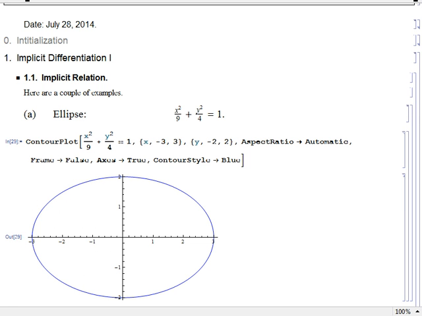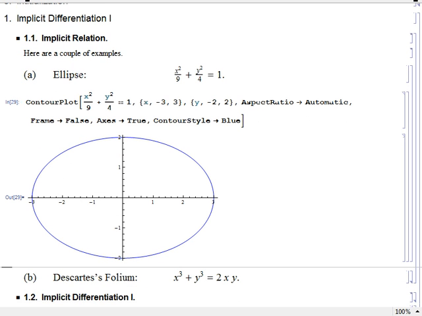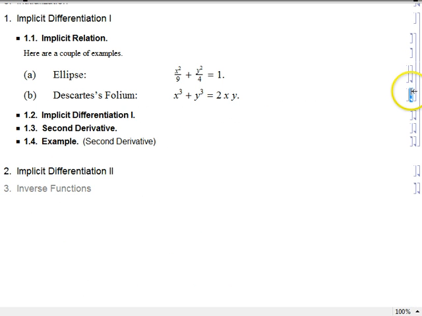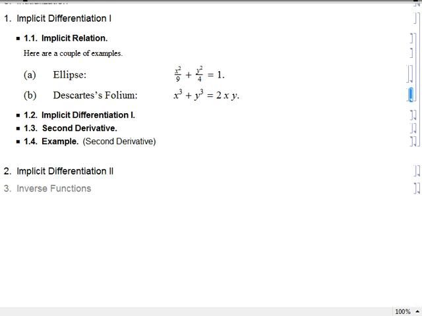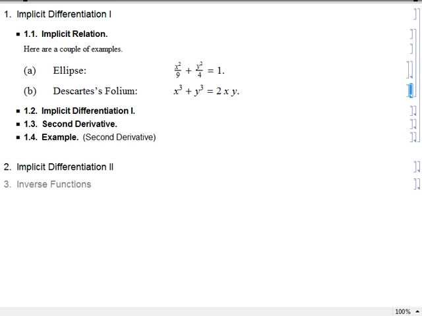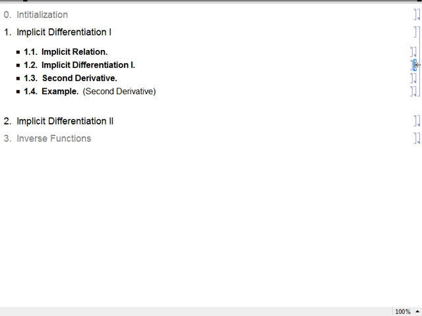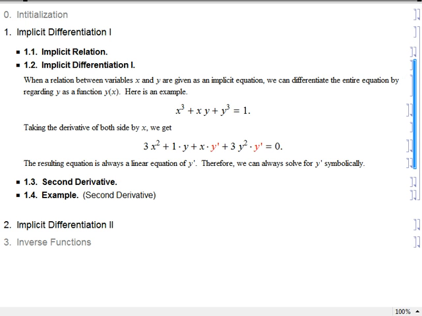This is going to be an ellipse, and as you can see, this relation fails the vertical line test, which means this curve cannot be expressed as a graph of a function. Same goes for this one, which means it is impossible to solve for y and get y equals f of x form. Consequently, the usual differentiation techniques do not apply here, and we have to find something else, and that something else is the implicit differentiation technique.